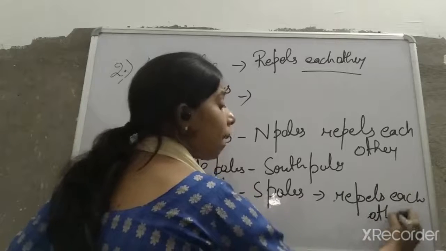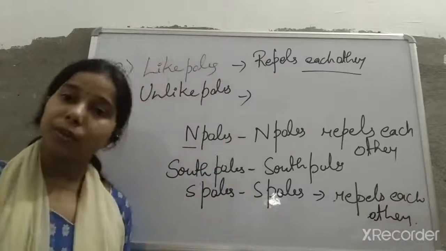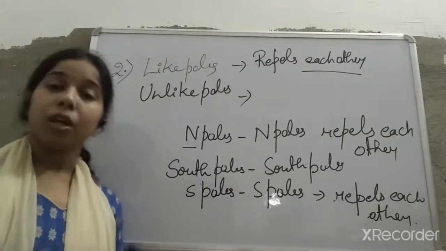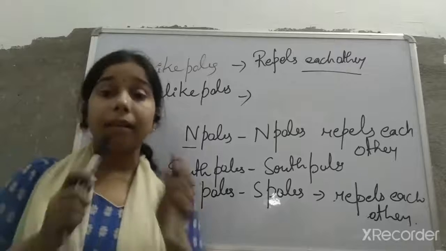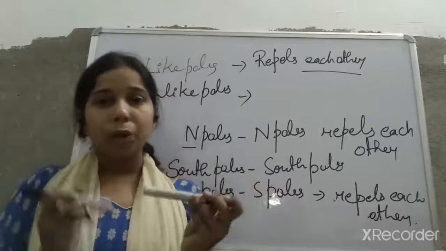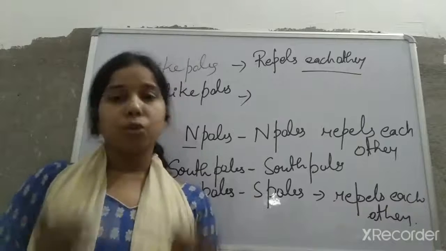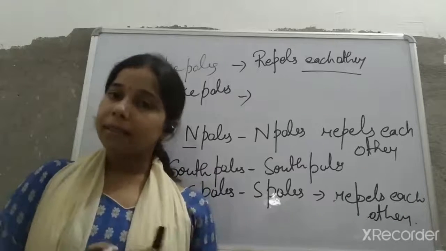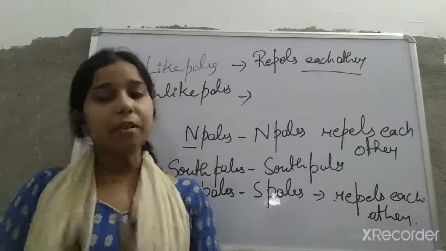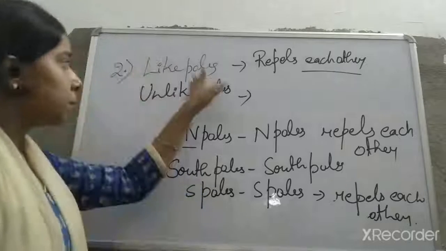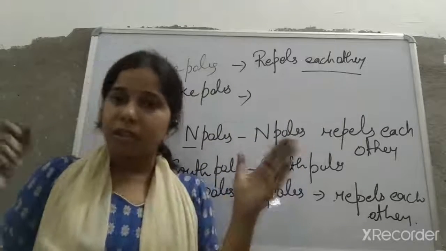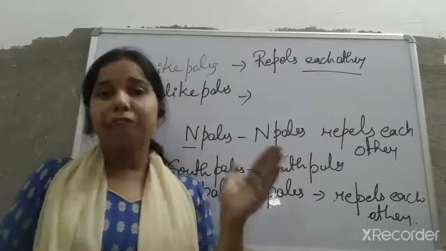By this activity you came to know that north poles repel each other and south poles repel each other. North poles are like each other, so they are like poles. South poles are like each other, so they are like poles. By this we come to the conclusion that like poles repel each other. They show repulsion. They start moving away from each other.